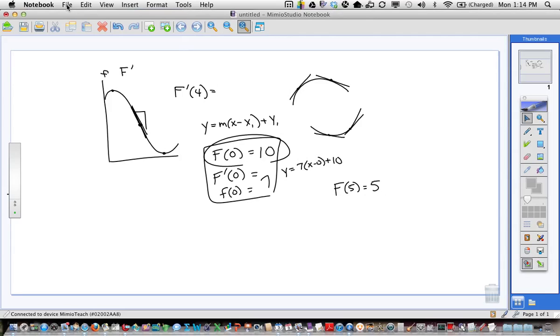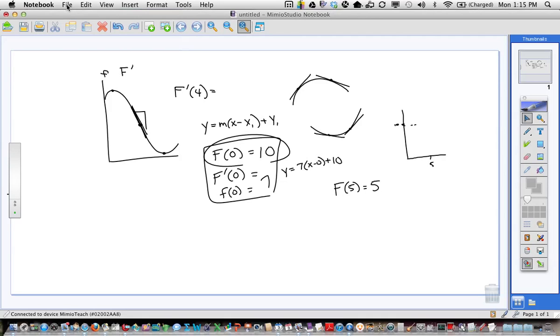Remember when we had F prime graphs and we drew F? Well, what we have here is a big F prime graph, and so we could draw F, and at 0 it's 10. So what could F of 5 be? Well, if we go over 5, what would we have to do? We'd have to go down. Could we go down on this one?